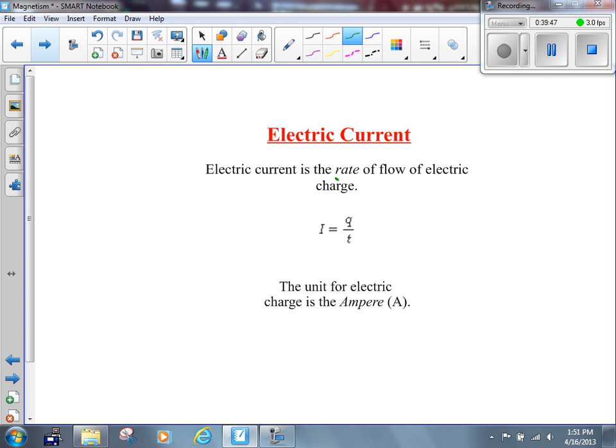Those charged particles through that wire are what we call an electric current. Specifically, the current is the rate of flow of electric charge. A lot of people get speed and current mixed up: the speed of the electrons in the wire versus the rate of flow of the electrons in the wire.